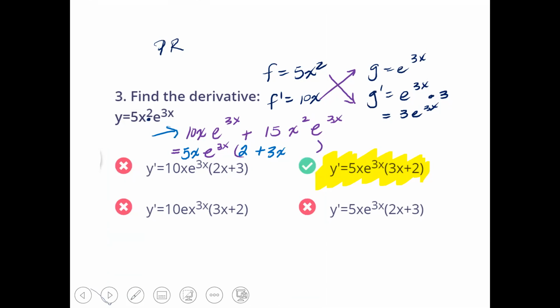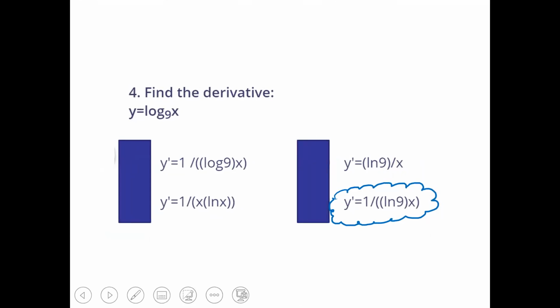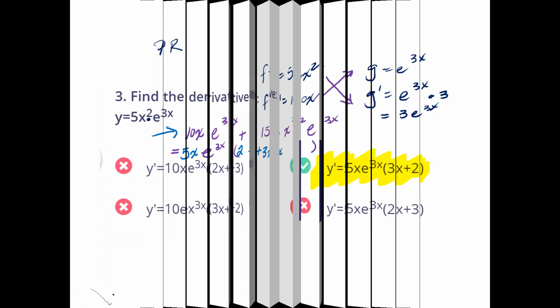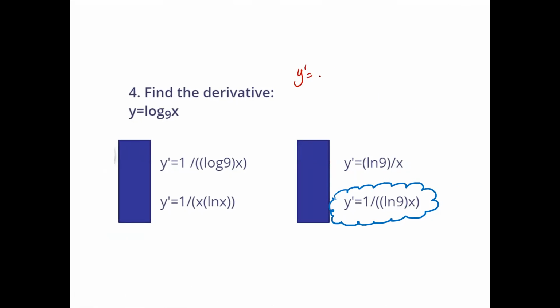All right, let's take a look at the next one. Here you go. If you have y equals log sub 9 of x, immediately I know that y prime is going to be the log derivative, and if you memorize this, remember, the derivative of log sub a of u is equal to 1 over u ln a times u prime.